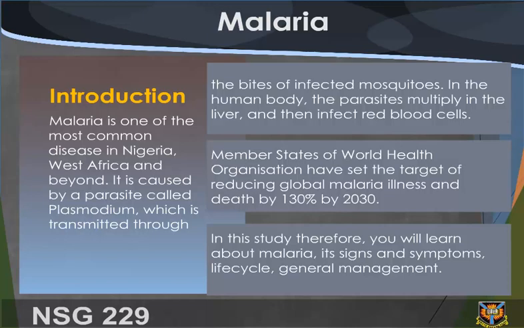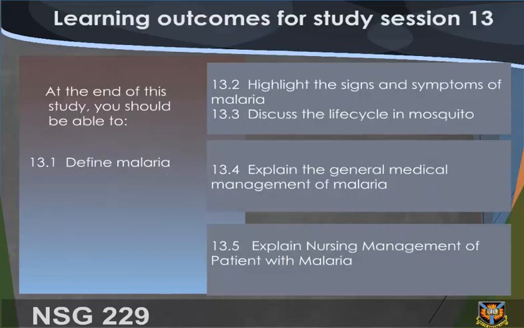In the human body, the parasite multiplies in the liver and then infects red blood cells. Member states of the World Health Organization have set the target of reducing global malaria illness and death by 90% by 2030. In this study, therefore, you will learn about malaria, its signs and symptoms, life cycle, and general management.